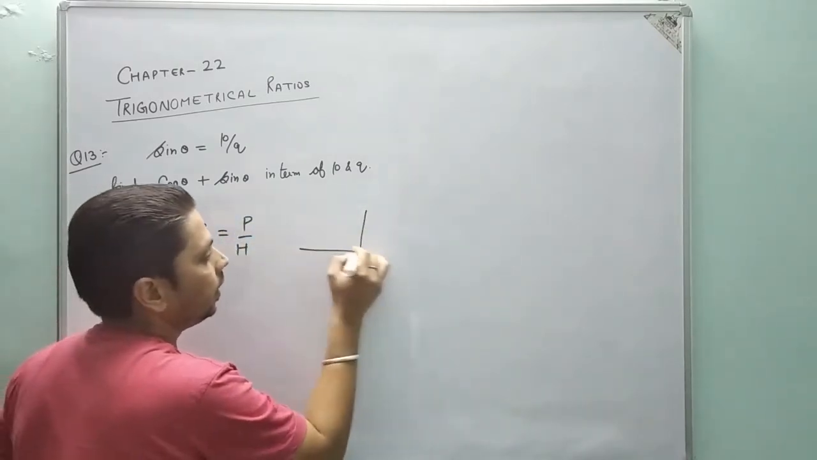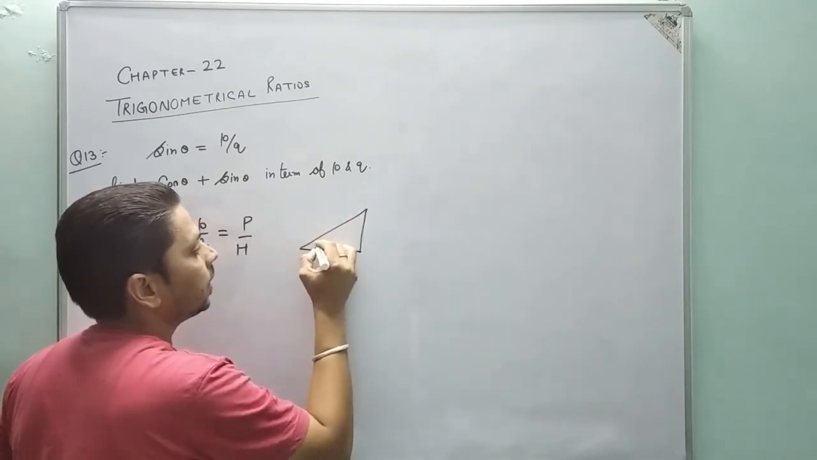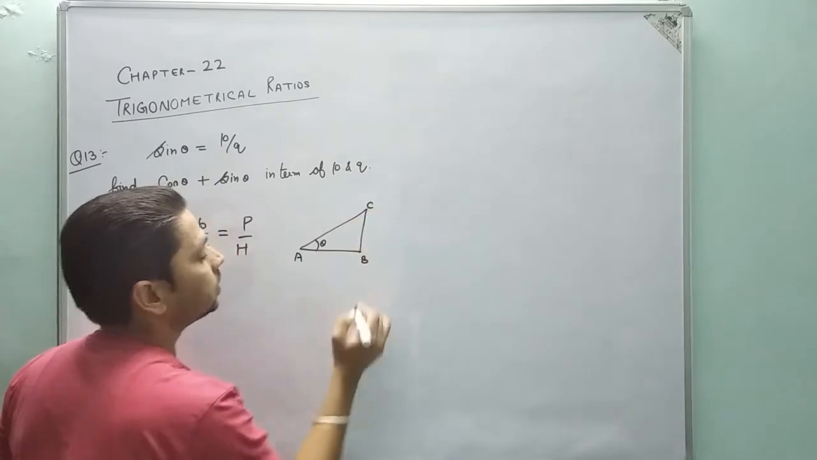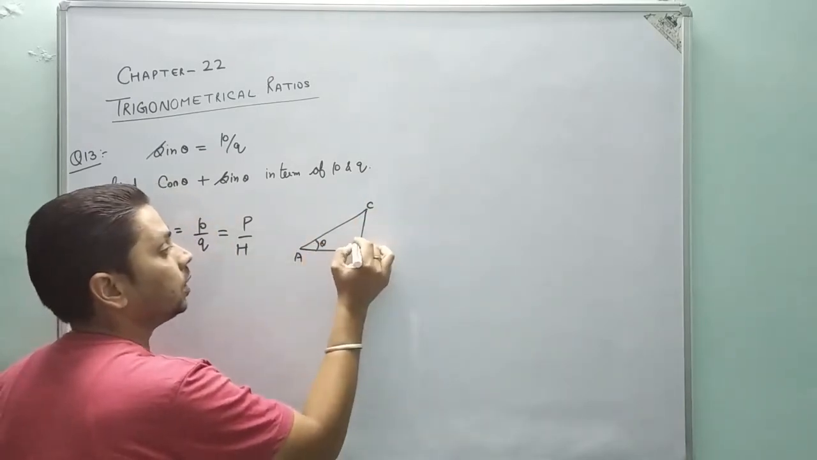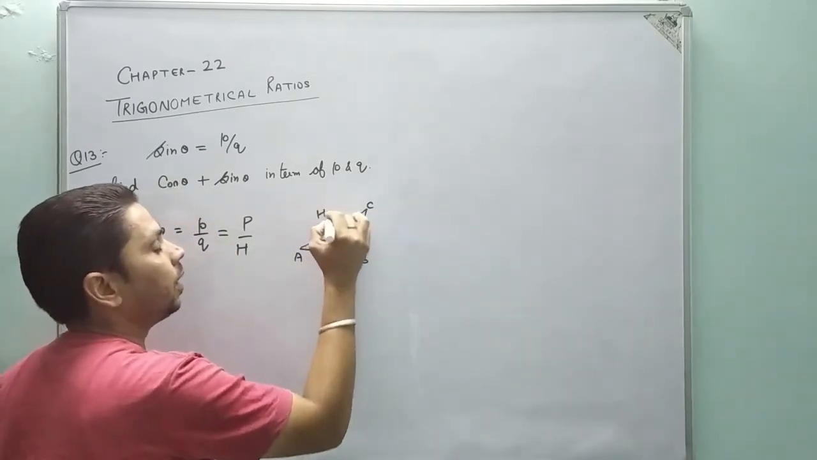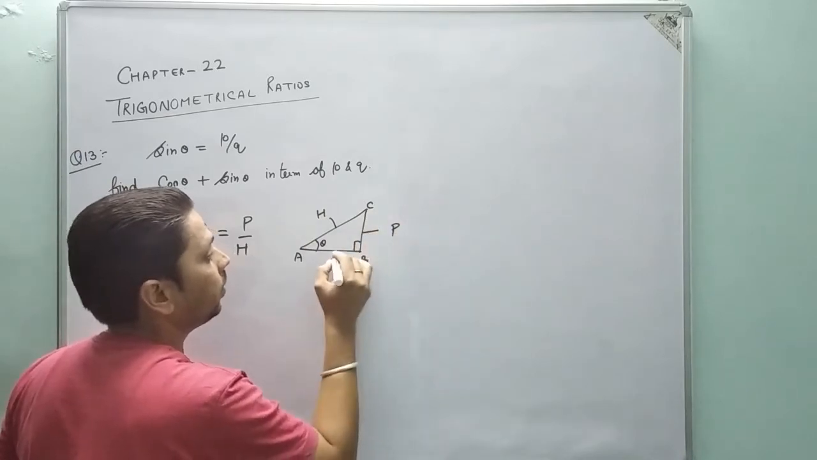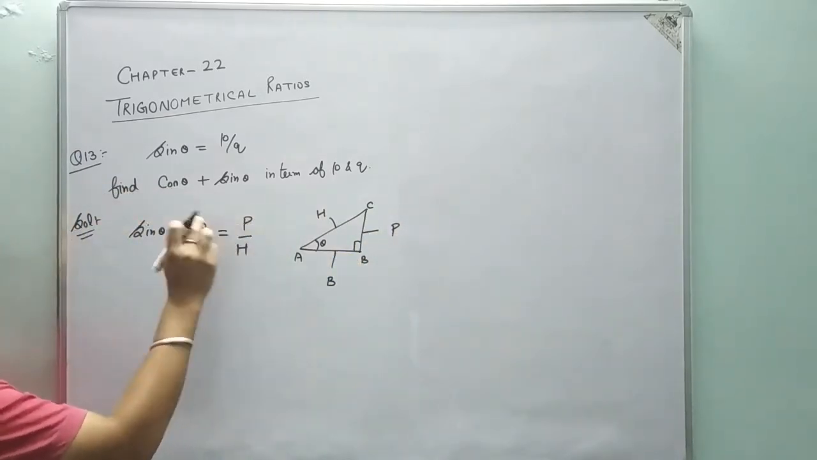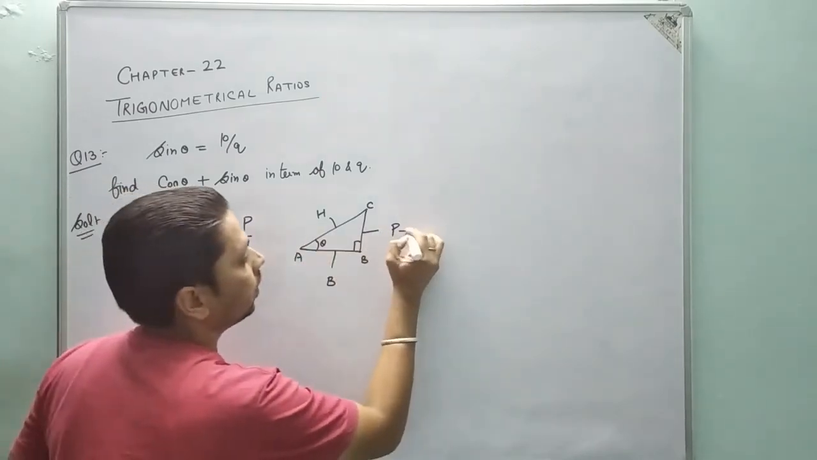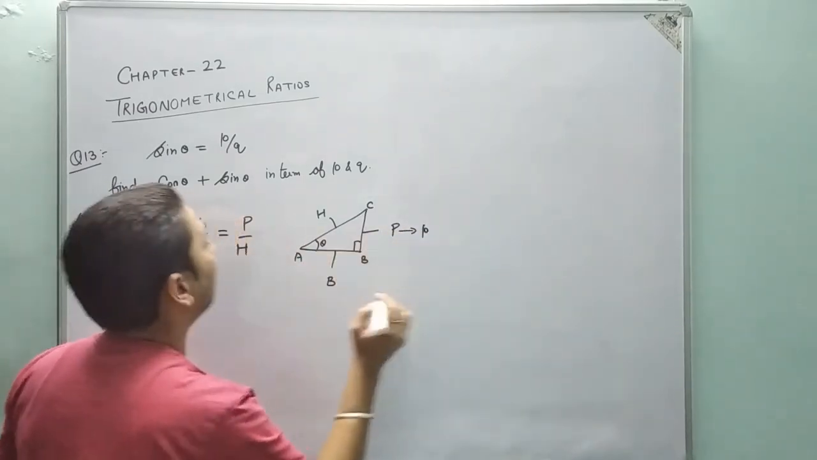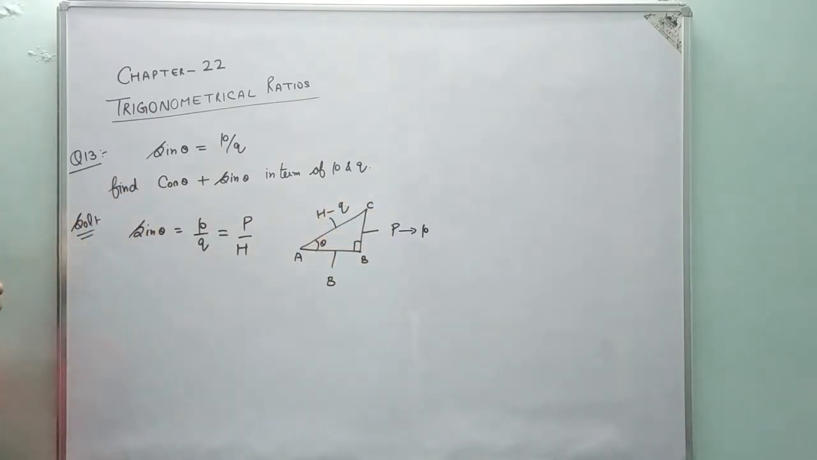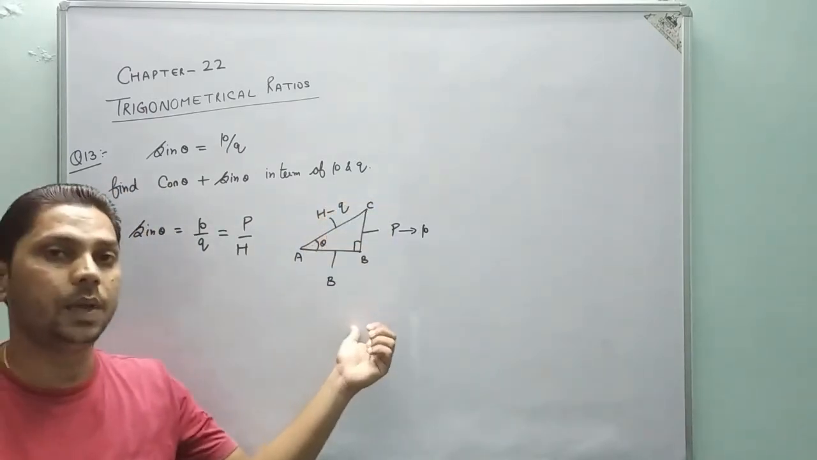So we'll draw a triangle here. This angle is theta. We have A, B and C. So this is 90 degrees. This will be your hypotenuse, this will be your perpendicular and this will be your base. Now we have perpendicular as small p and hypotenuse as small q, but we do not have the value of your base.